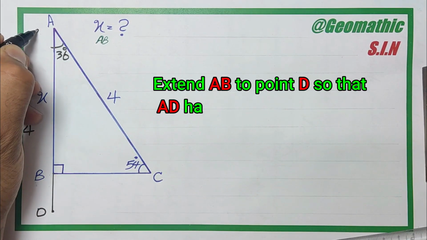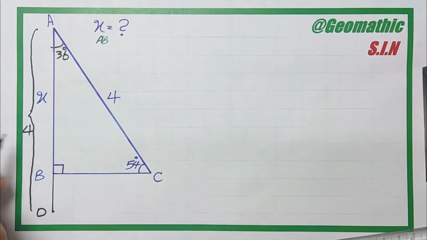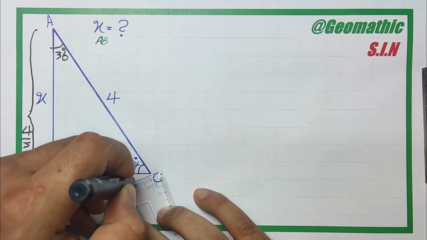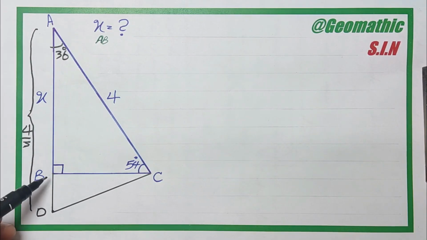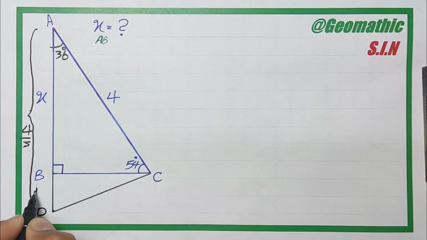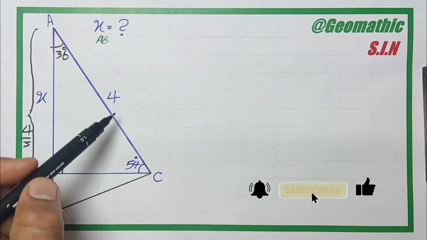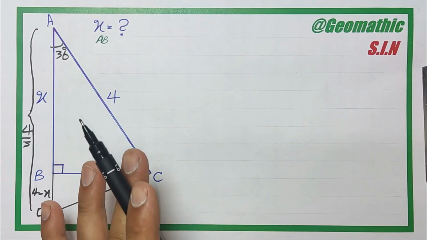So I show it here. AD now is 4. Now we connect point D to point C. We said AD equals 4 and AB equals x. Therefore, DB should be 4 minus x. If AD equals 4 and AC equals 4, then the triangle ADC is an isosceles triangle.